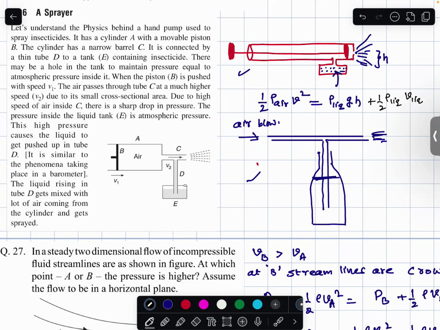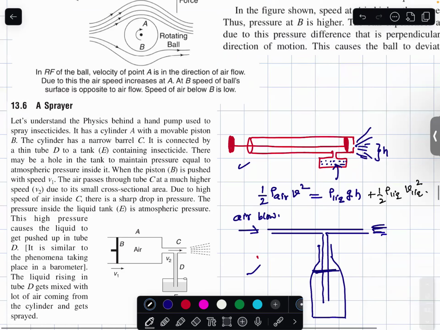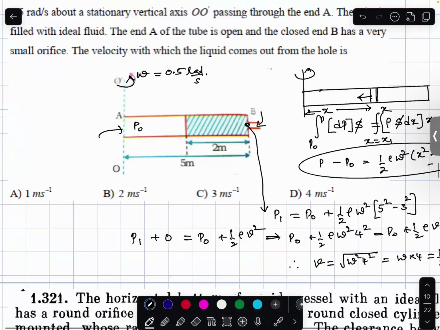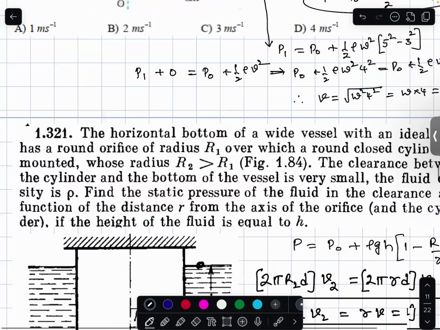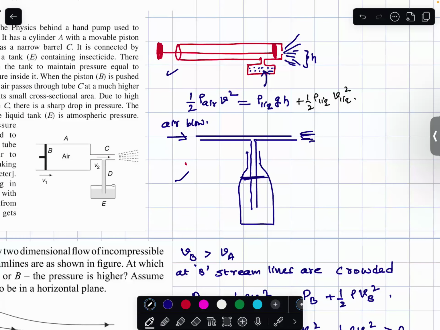This is what you need to write actually. I'm not cheating you, that's a fact. In fact, when writing P3 minus P2, what should you write? P3 is equal to P2 plus half rho liquid V liquid square plus rho liquid g h also, actually. Since it is small, I neglected it there. If it is not small, along with half rho liquid V liquid square, the rho g h part also needs to be written.